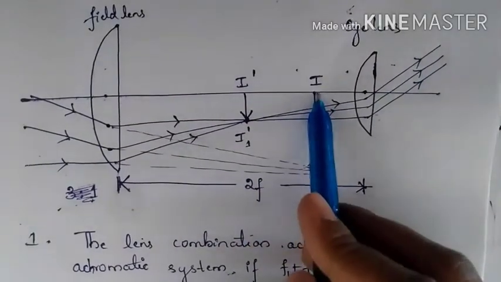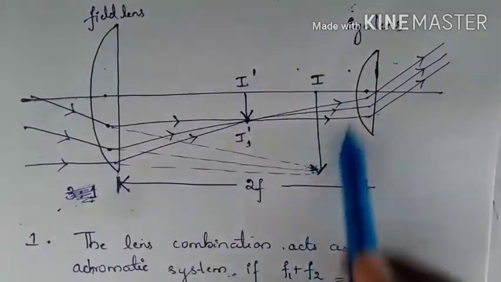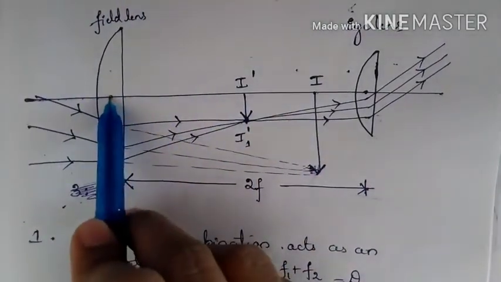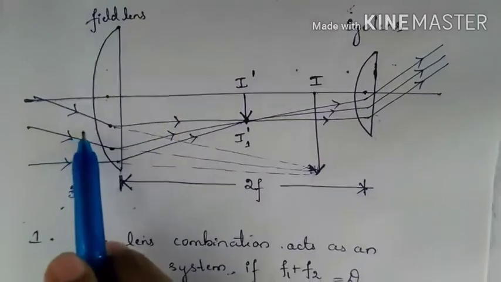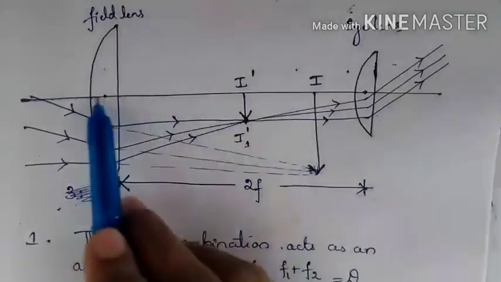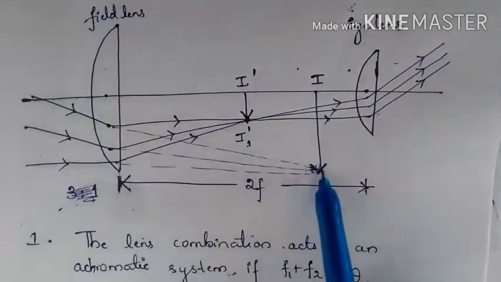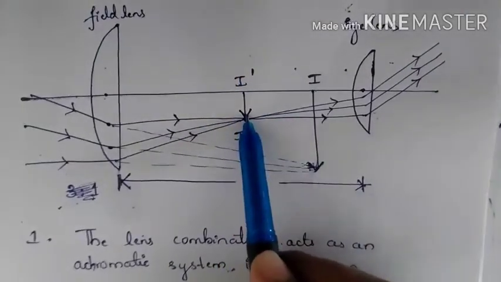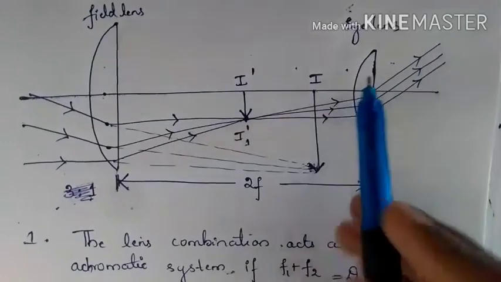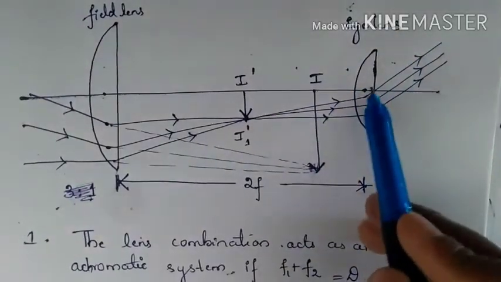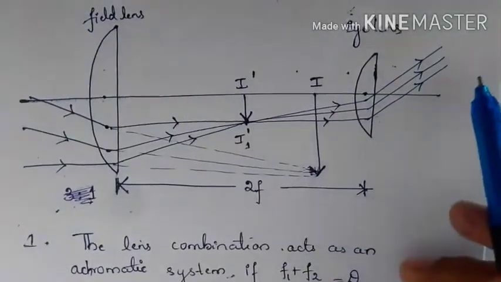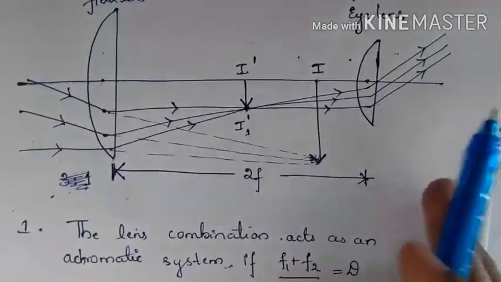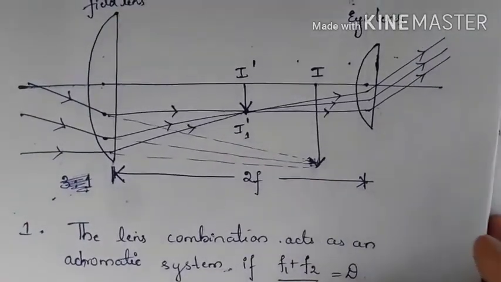So this we have denoted as I. So this is the virtual image, and this image acts as an object for the field lens. So we learned the theory. So this is object for field lens, and for this object this is the image. And now this image acts as object for eye lens, and the image from the eye lens will be formed at infinity. So this combination has the minimum chromatic and spherical aberration.